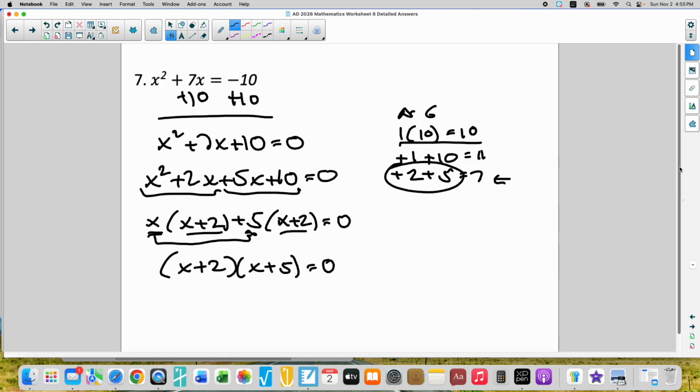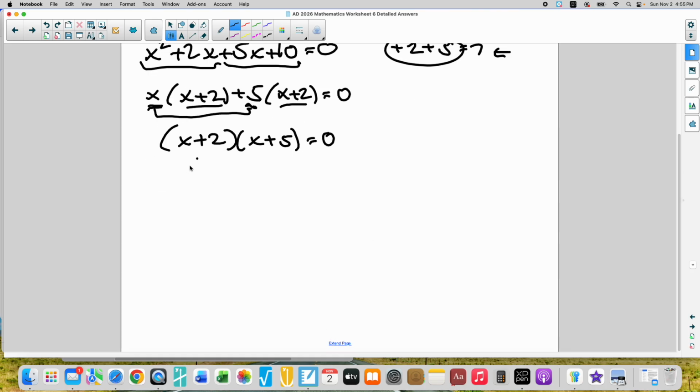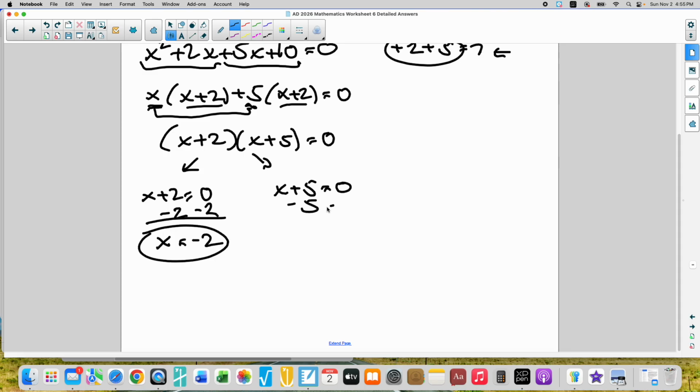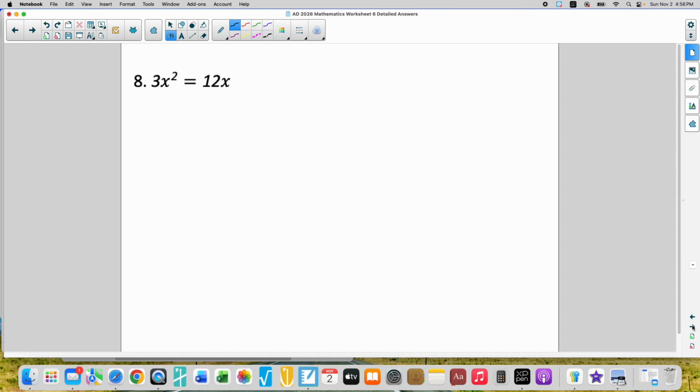Equals 0. Let's use the 0 property. One of these must be a 0, because when we have the product of two numbers equaling 0, one of them must be 0. So the x value that makes that 0 would be negative 2, and the x value that makes this 0 is negative 5. We're going to put them in numerical order, and those are the two solutions to that equation.